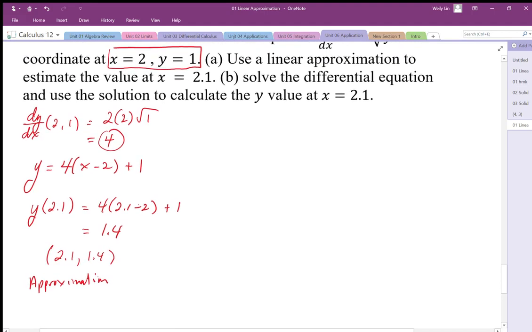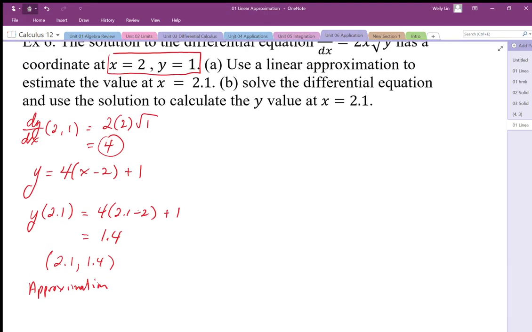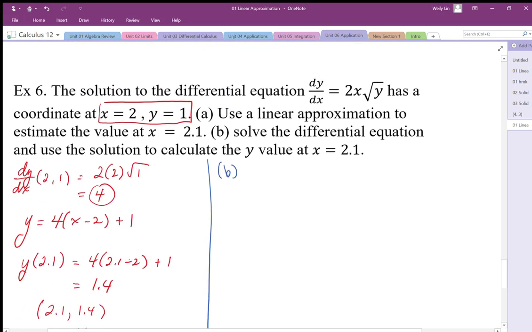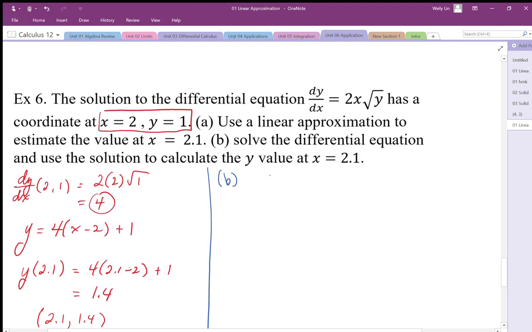This one happens to be a separable differential equation. So we're going to separate this and actually solve this. Okay, so this is part B. If I actually solve this differential equation, I'm going to end up with dy over root y is equal to 2x dx. Integrate both sides. I'm going to end up with 2 square root y. Okay, on this side, anti-differentiate this, I'm going to end up with x squared plus c.